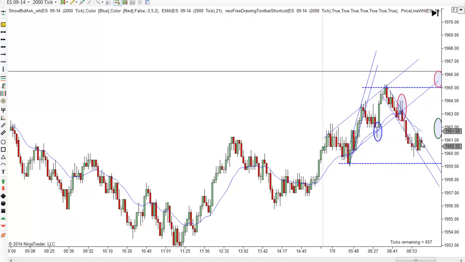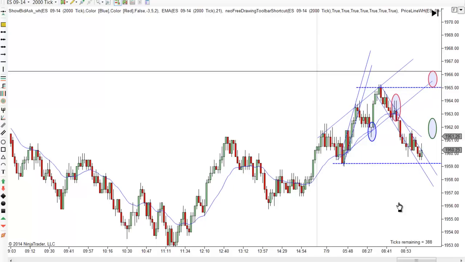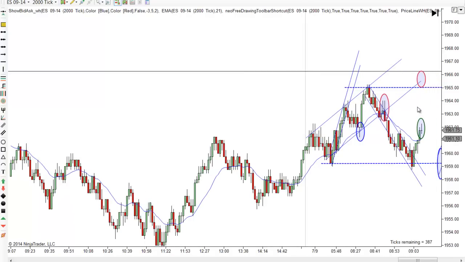Look at that bar. I would have liked it even better if it would have broke higher there first, but it didn't. But that's still right off that trend line. Just put a stop right there. You got enough room, and it goes even further.